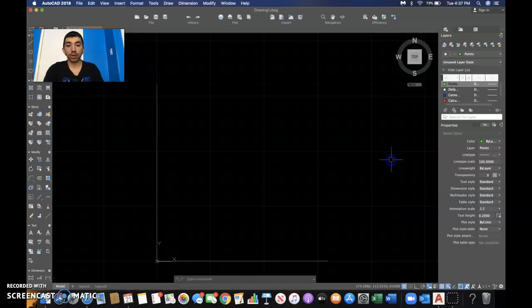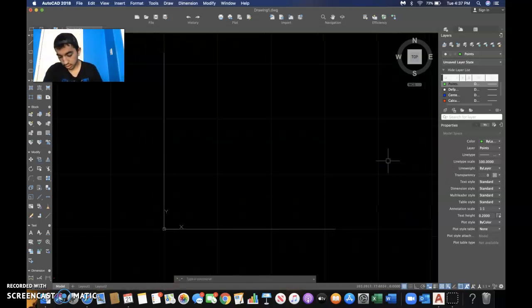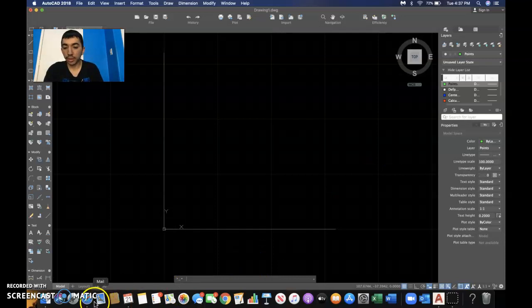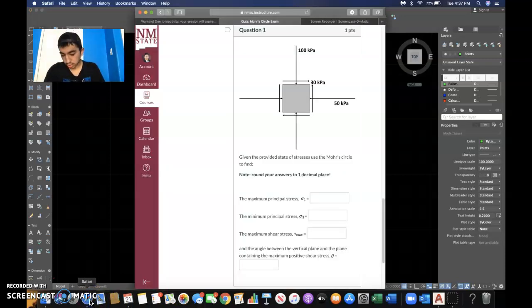So we'll go to AutoCAD to achieve this. The first point we have is 50, 30, and that will be acting on the vertical plane. And then the second point we have is 100 and negative 30, and that's acting on the horizontal plane. I believe, let me check real quick. Yes. Okay.